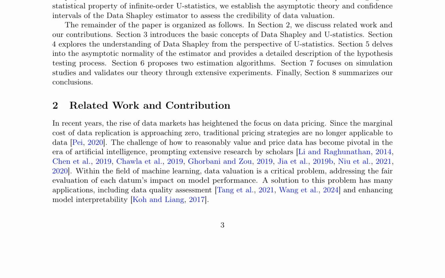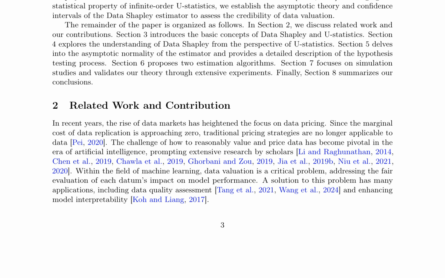It also outlines the structure of the paper, including related work and contributions, basic concepts of Data Shapley and statistics, understanding Data Shapley from the perspective of statistics, asymptotic normality of the estimator and hypothesis testing, proposed estimation algorithms, simulation studies, and conclusions. The section on related work and contributions highlights the significance of data pricing in the era of artificial intelligence, citing various studies that have addressed data valuation within machine learning and its applications in data quality assessment and model interpretability.